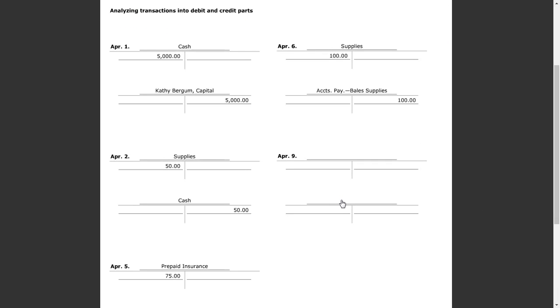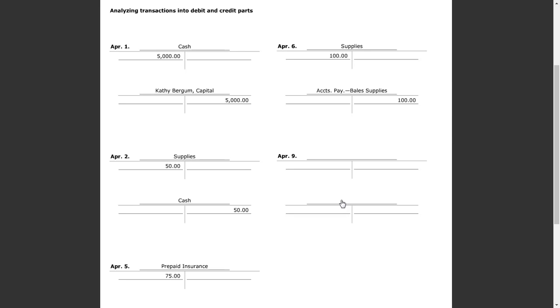April 9th. Paid cash on account to Bale Supply. What are my two accounts? Cash. What type of account is accounts payable Bale Supply? Liability. What is the normal balance? Credit. So my question to you is: do we owe more money or less money?